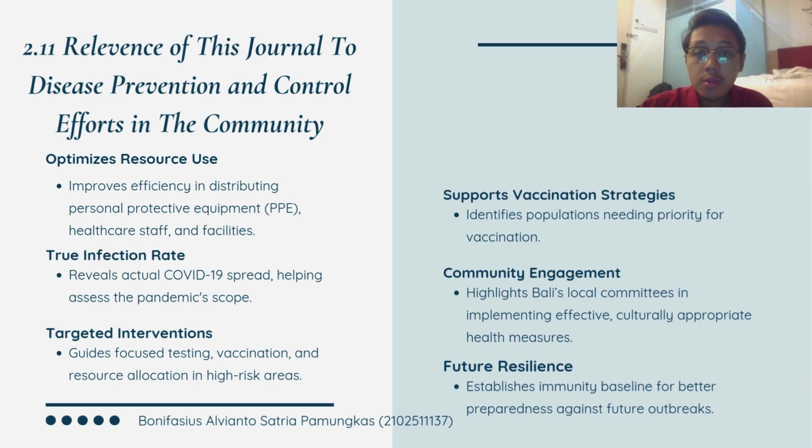In this question, I want to explain the relevance of this journal to disease prevention and control efforts in the community. First, it optimizes resource use. It improves efficiency in distributing personal protective equipment (PPE), healthcare staff, and facilities. The second is true infection rate. It reveals actual COVID-19 spread, helping assess the pandemic scope. The third is targeted interventions, which guide focused testing, vaccination, and resource allocation in high-risk areas. Next is supporting vaccination strategies, to identify populations needing priority for vaccination.